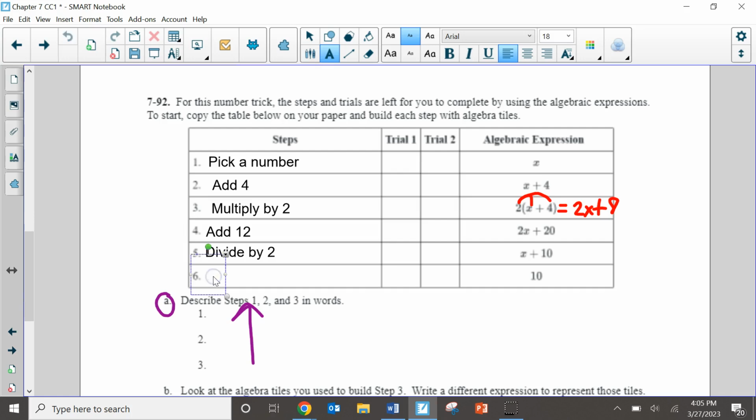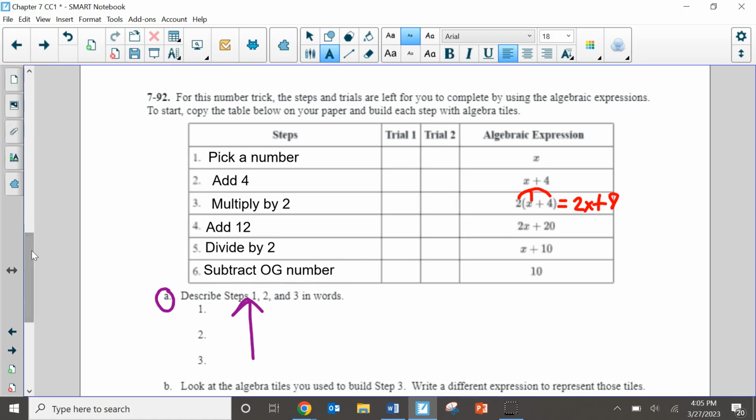And then I got rid of my x. So now I'm just left with 10. So you're going to subtract the original number. So go ahead, pause, and run 2 trials to see if you do in fact get 10 each time.